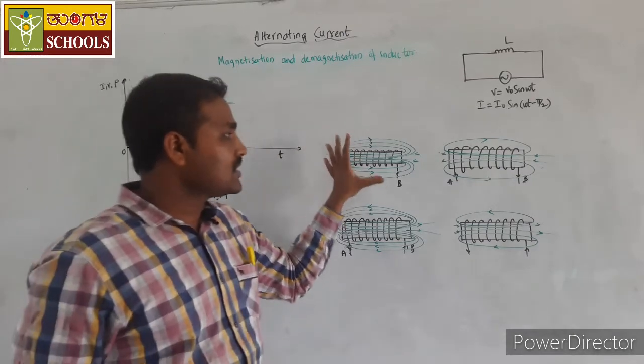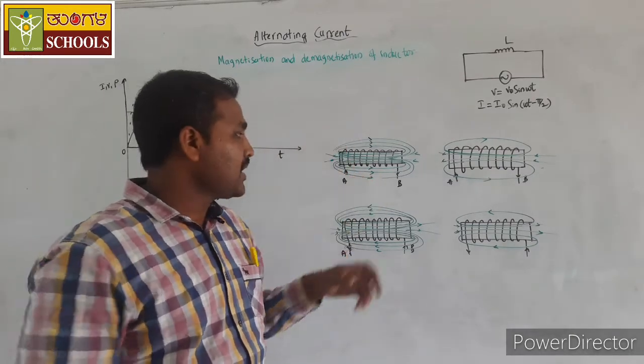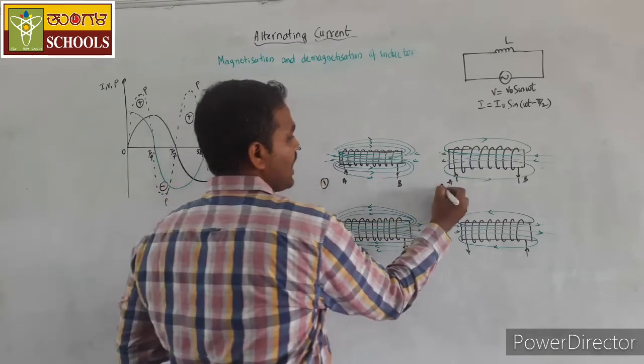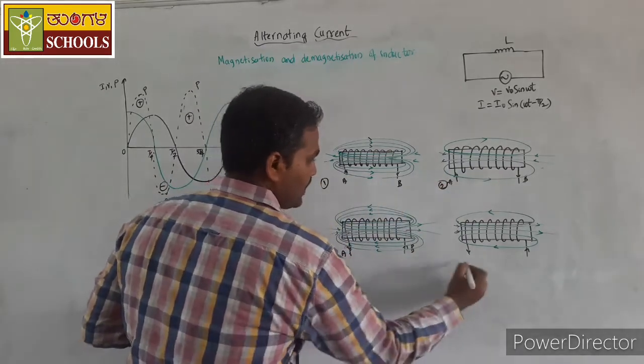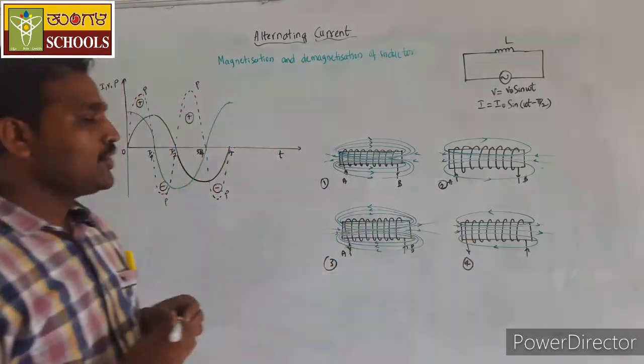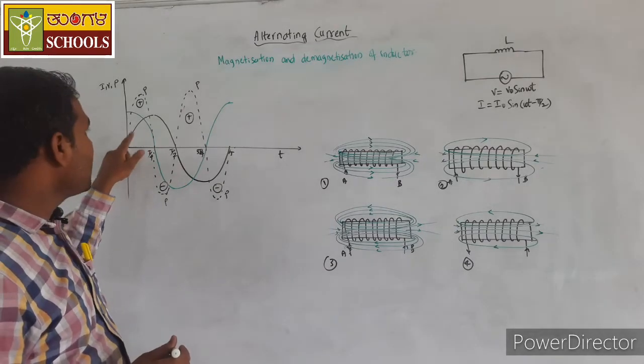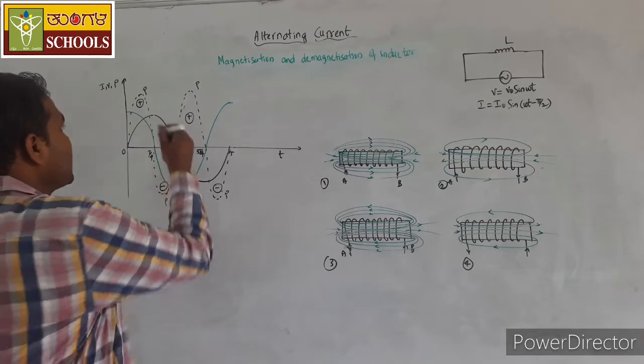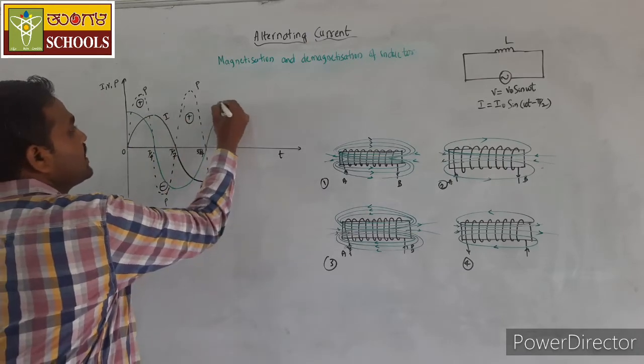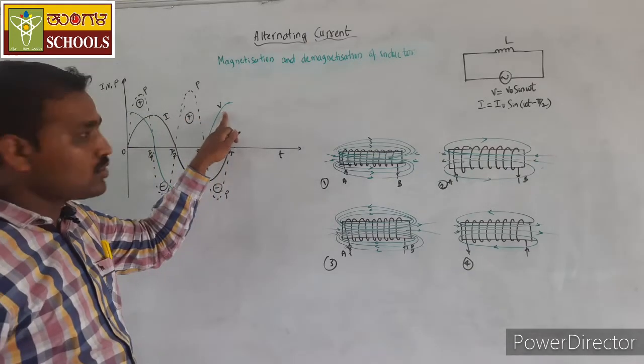All these quarters, the phenomena are represented by figures 1, 2, 3 and 4. During the first quarter of the cycle, the current increases from 0 to maximum. This is the current curve, and this green curve corresponds to voltage.